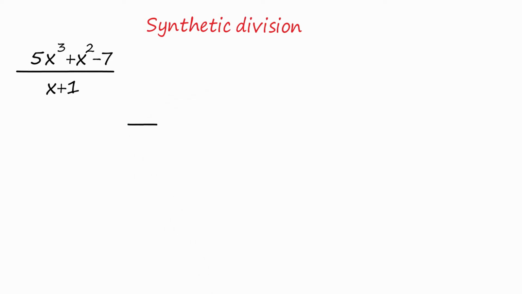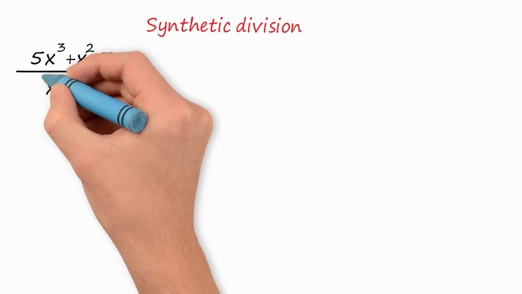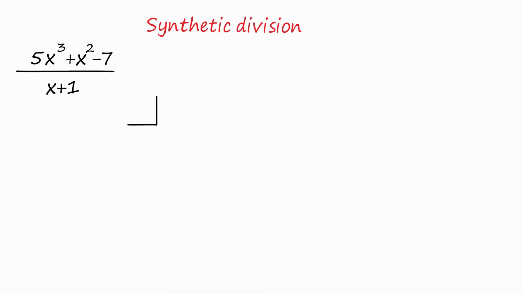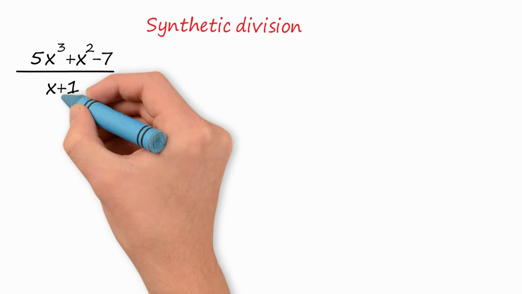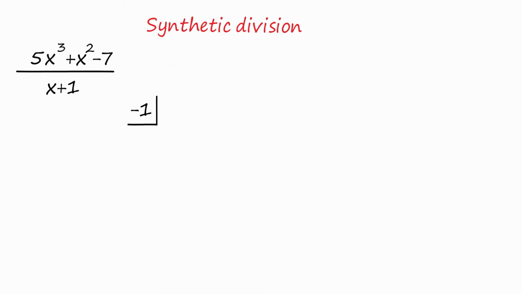Your first step is to draw a little corner here like that, and you are going to place a number there. The number that you put there is whatever makes your divisor equal 0. In this case, if we plugged in minus 1 for x, we would get 0 in the divisor, so we put minus 1 in the corner. Basically, whatever the number was in the divisor, you want to use the opposite sign version of that number. So, since we had a positive 1 in the divisor, we are going to put negative 1 here in the corner.